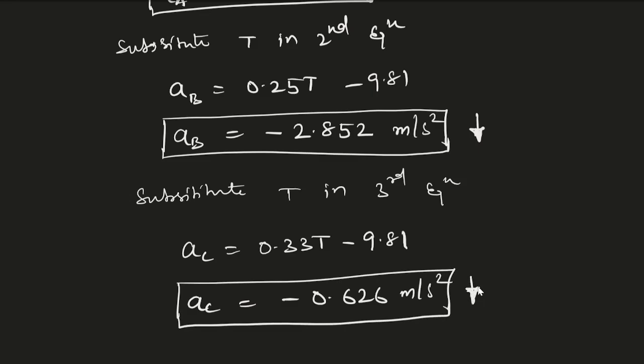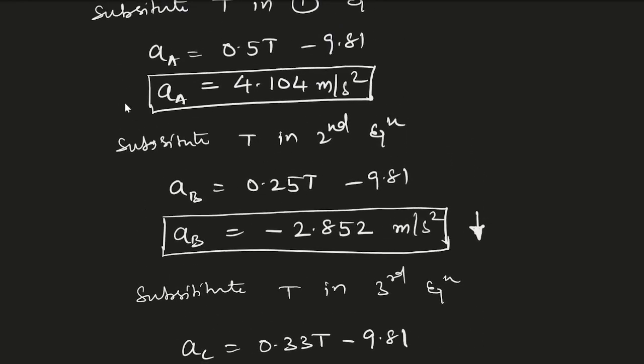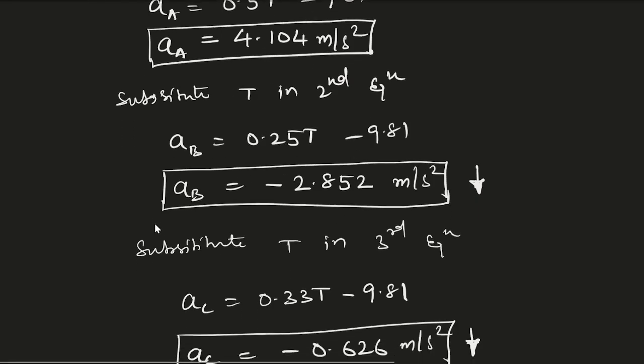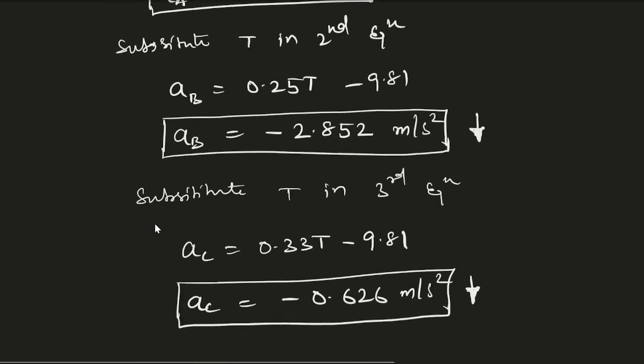We have assumed the upward direction, but out of the three, we got acceleration a_A in the positive direction, that is going upward, whereas block B and block C are going in the downward direction. I hope you understood this problem very well.